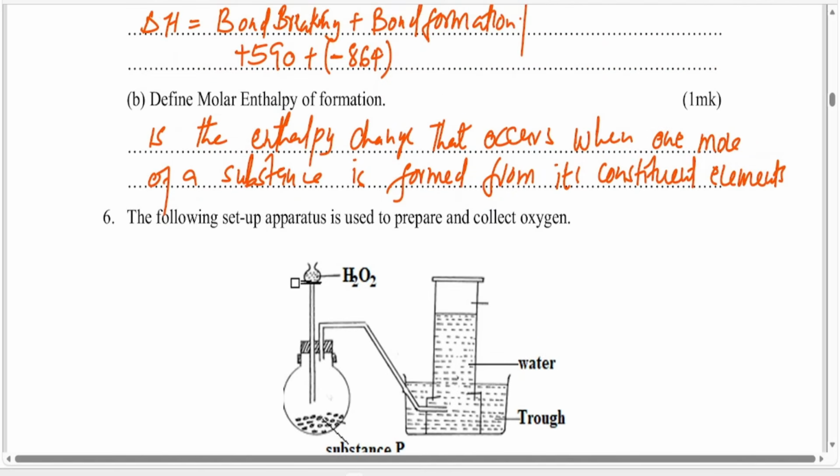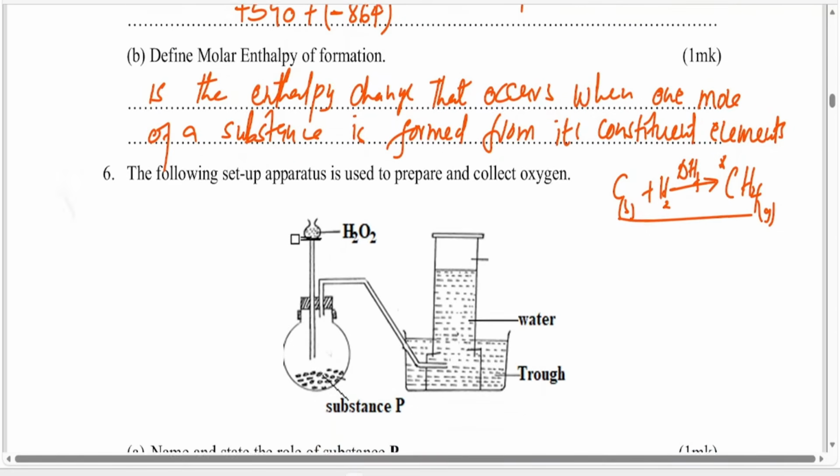So, for instance, if I have something like methane, for me to form methane, I know I need carbon and hydrogen. So the energy change that is required at this point to form methane is the enthalpy of formation of methane. So that kind of energy that leads to formation of 1 mole of methane, that kind of enthalpy change is what we call molar enthalpy of formation. Let's move to the next question.